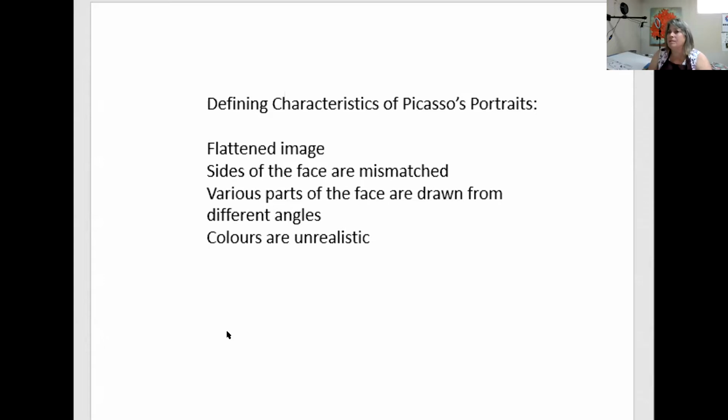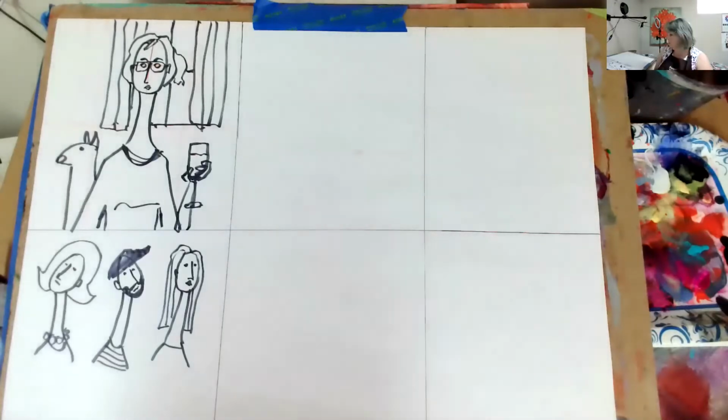And the various parts of the face are drawn from different angles, and that's cubism. That's looking at things from different faces, facing in different directions. Okay, and the colors are definitely unrealistic. Whereas with Modigliani, the colors were still quite realistic, and the people were still quite realistic, even though they were distorted. So back to our drawing. Here we go. So let's try a Picasso image here.